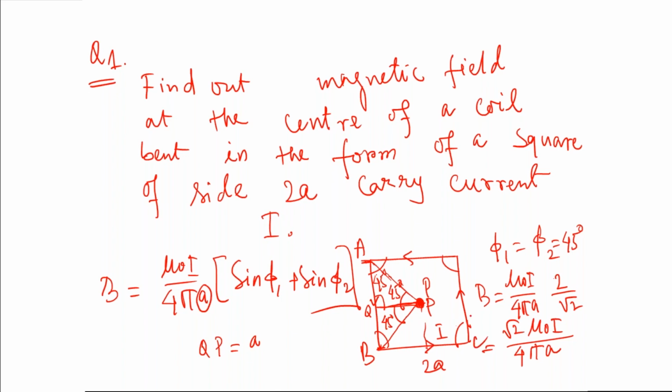So finally you will get the magnetic field 4 into B prime. If I write this as B prime, then 4 B prime is equal to root 2 into mu 0 I by pi A. So this will be your magnetic field. This is root 2. This is how you have to apply this formula for a finite wire. This I have solved for you. I will expect you to solve one problem.